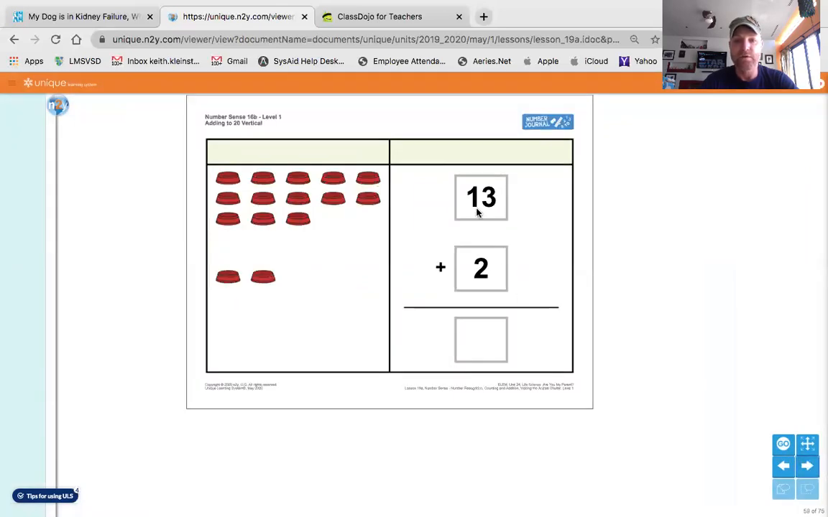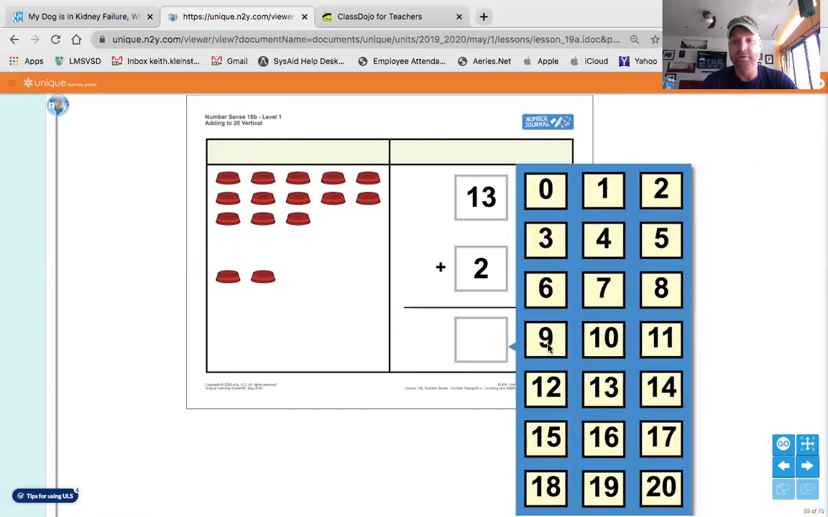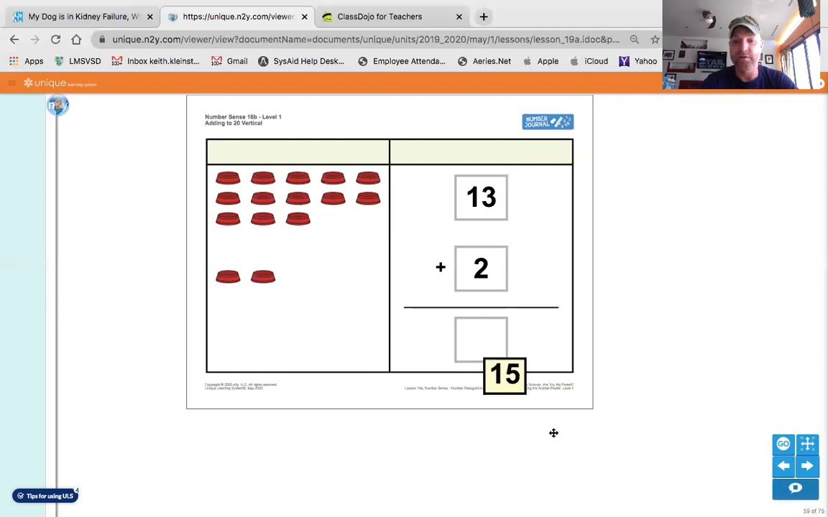Okay, we've got 13 bowls plus 2 bowls. So let's start at 13. 13, 14, 15. Now we're going to try to find 15. Where's that number? There it is. 15.